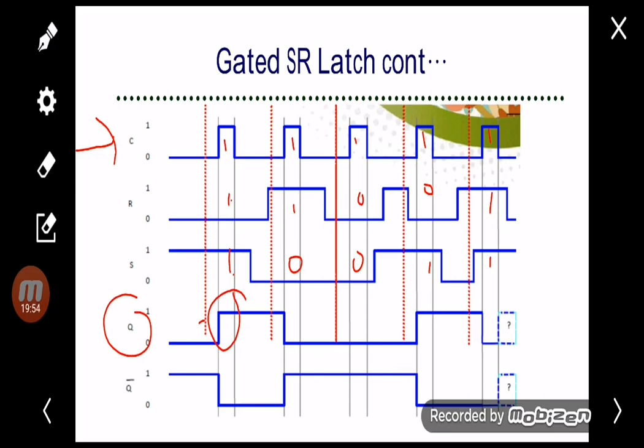Alright, and then here 1, 0. But you can see here, S and R are here. So 0, 1 means that it is clear. 0, 0 will hold. This one will hold. And this one 0, 1, 1, 0, sorry, it will set. This one 1, 1 is invalid.